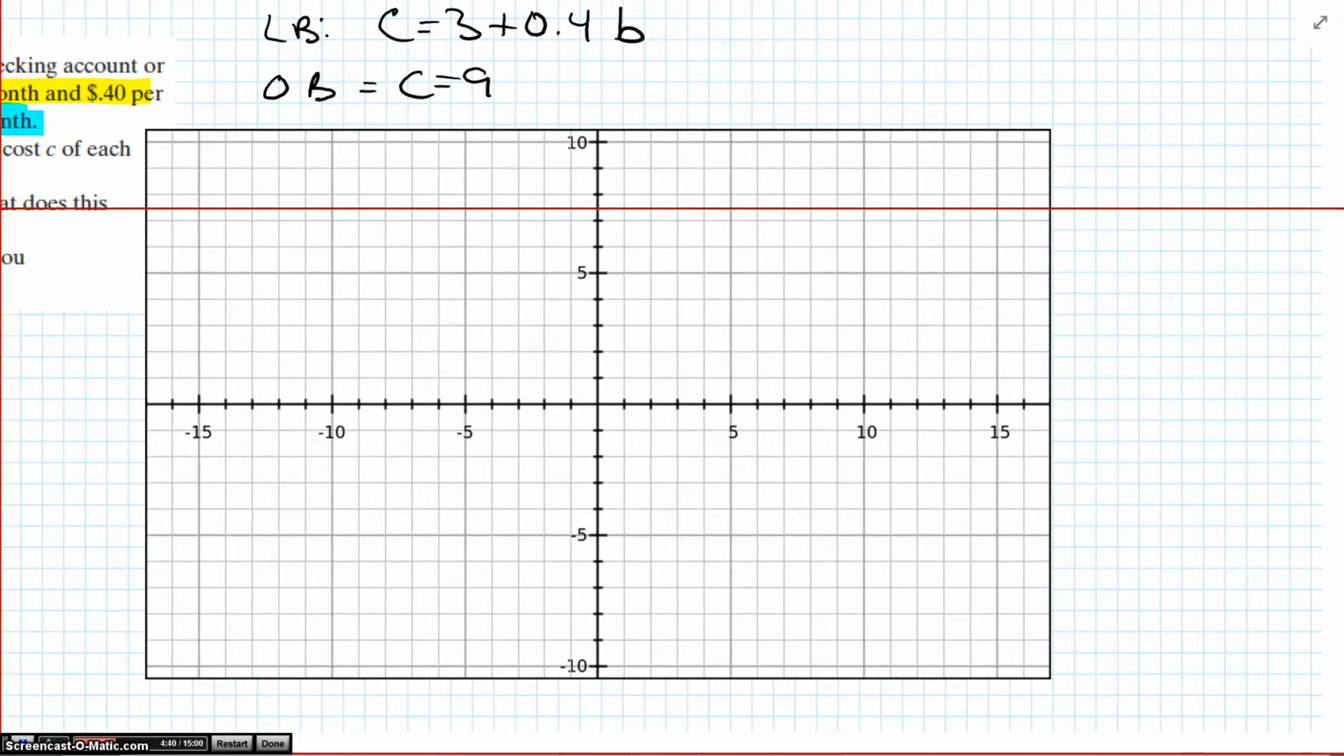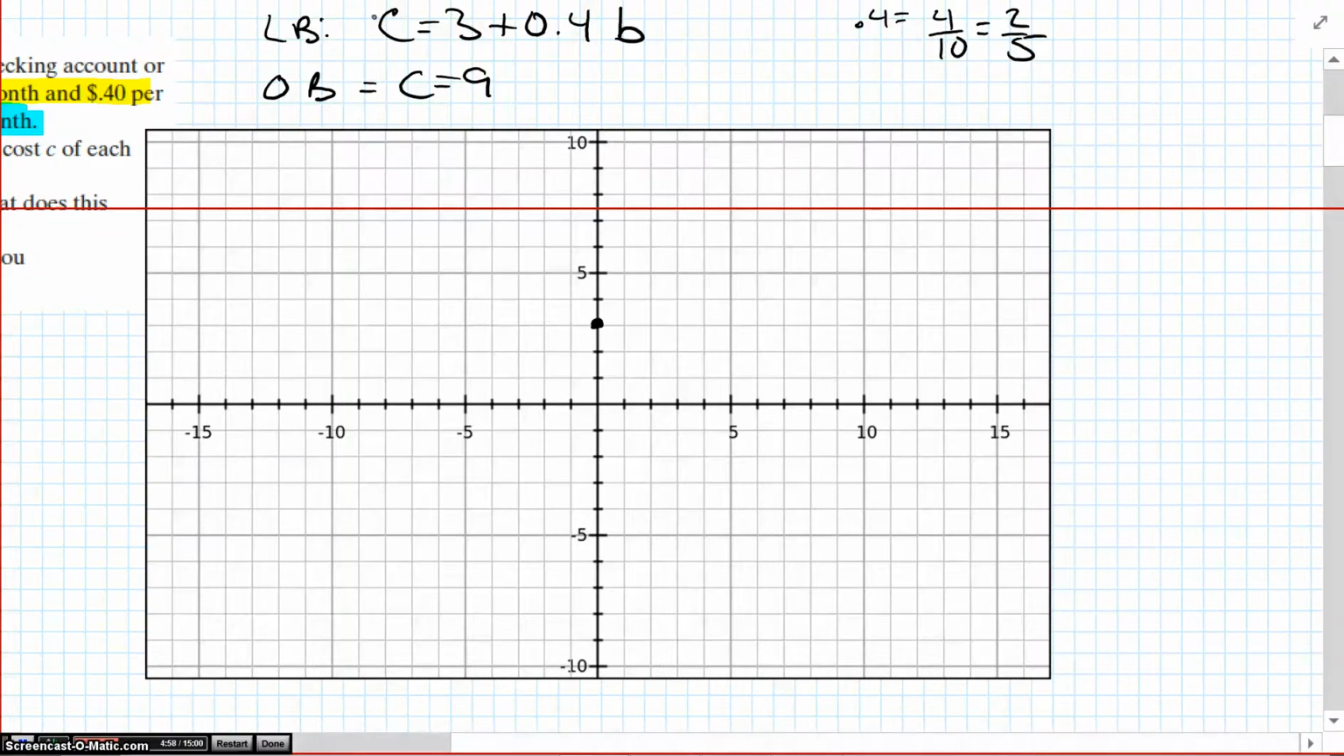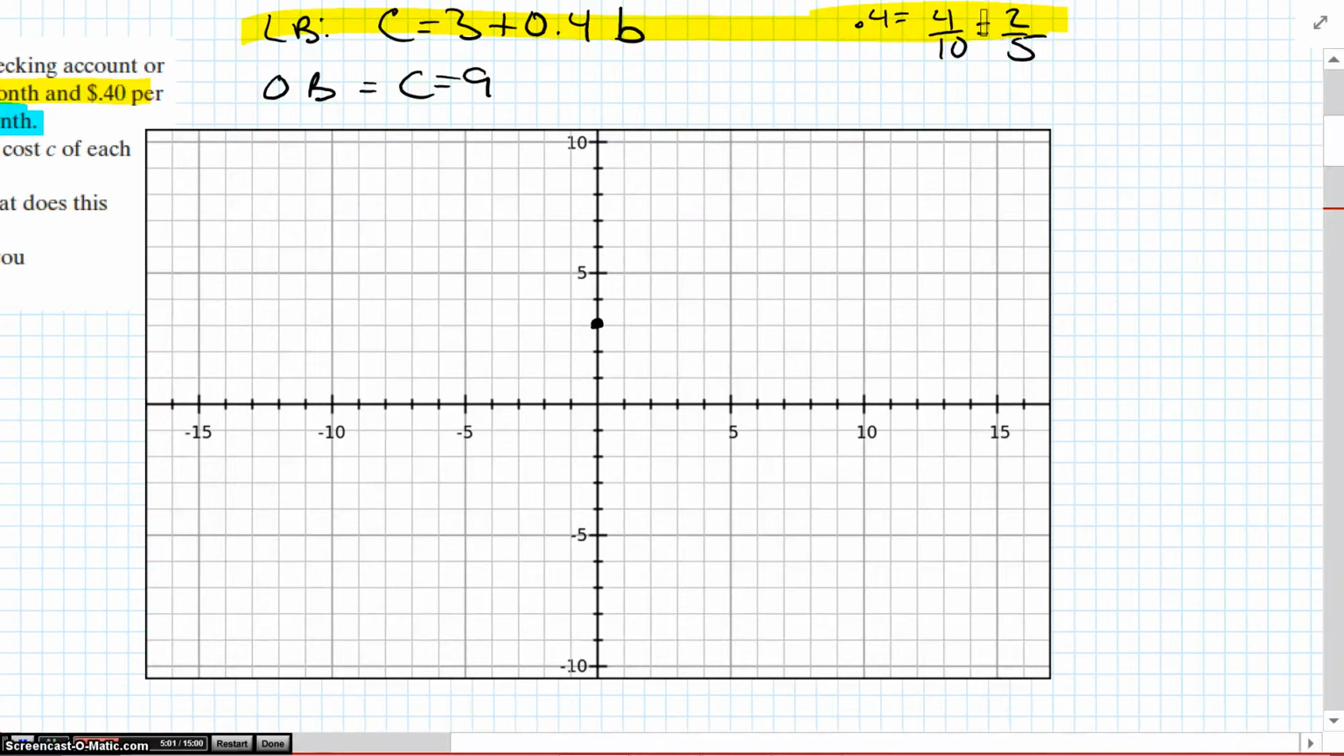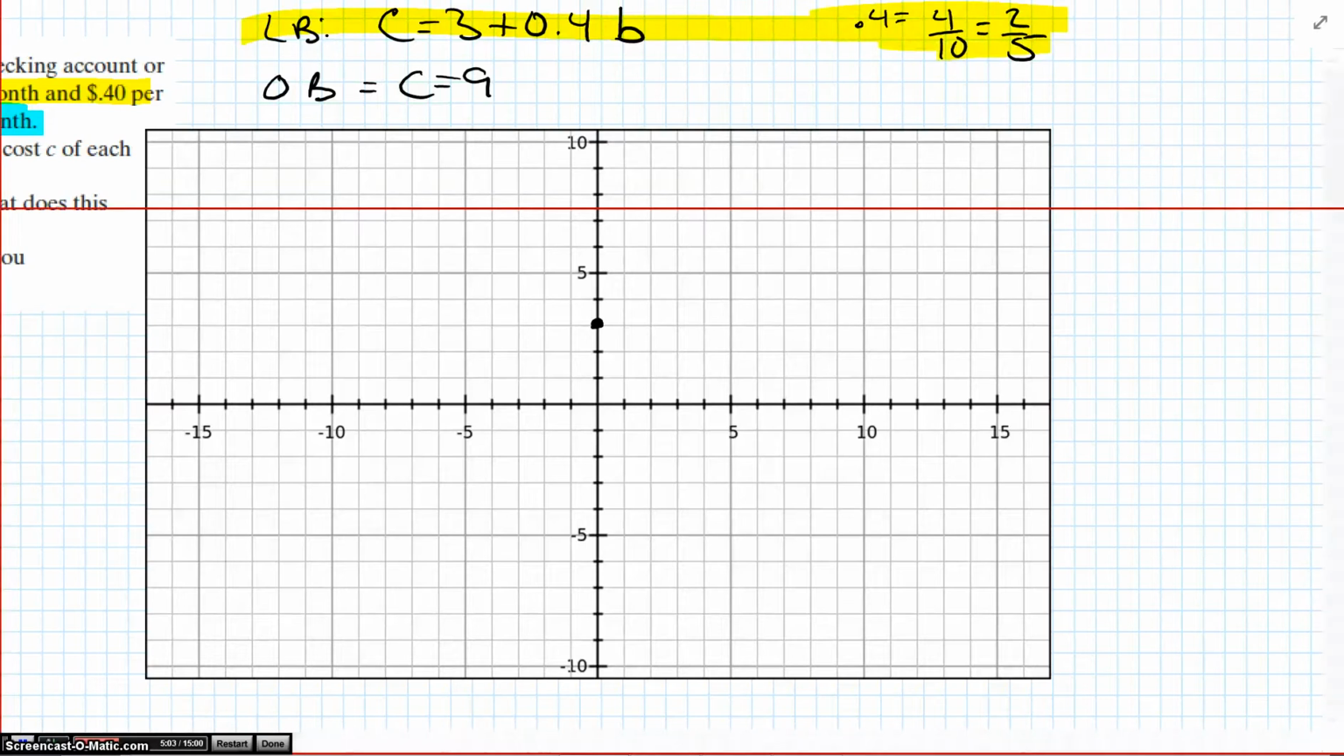For the local bank, our y-intercept is basically, if you want to look at it that way, 3. And our slope is 0.4. Well, let's look at this real quick. 0.4 is the same thing as 4 over 10, which is the same thing as 2 over 5. So for the local bank, I have a slope for each bill of 2 over 5. So let's plot that. Up 2 over 5, up 2 over 5. Now we can graph that. It's pretty easy.